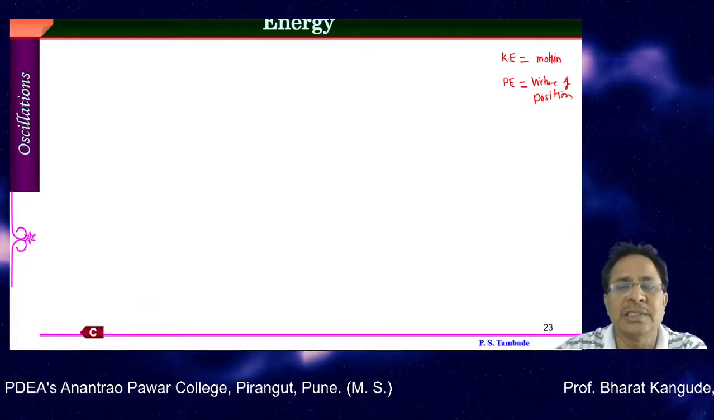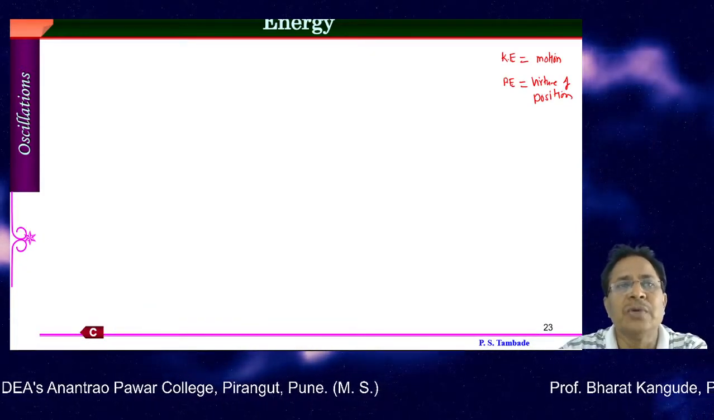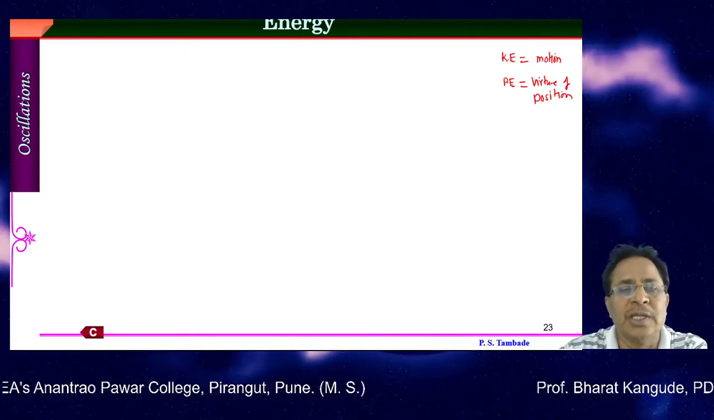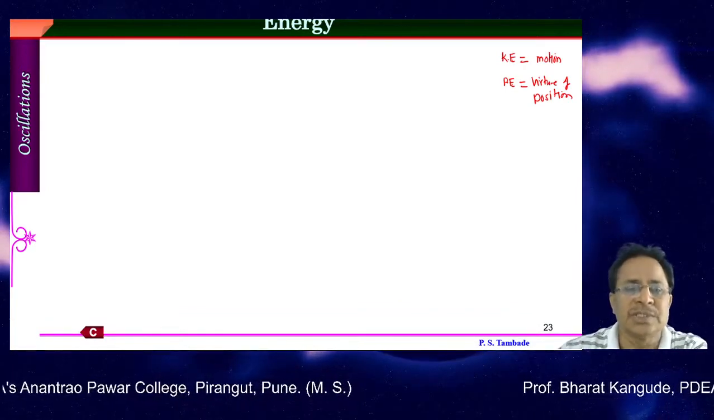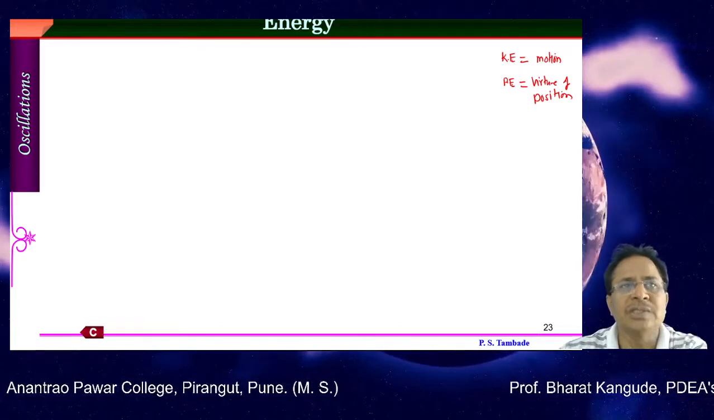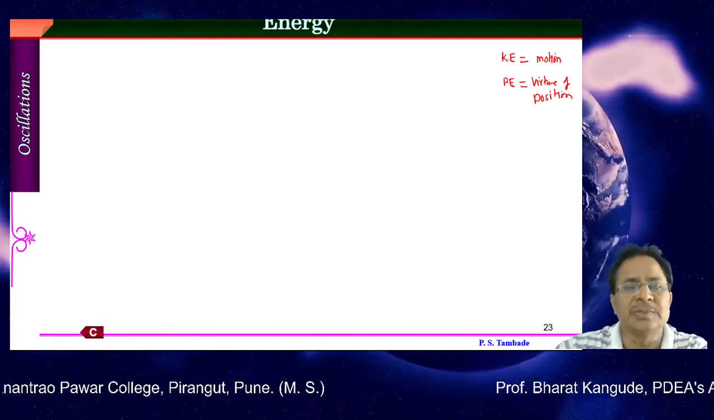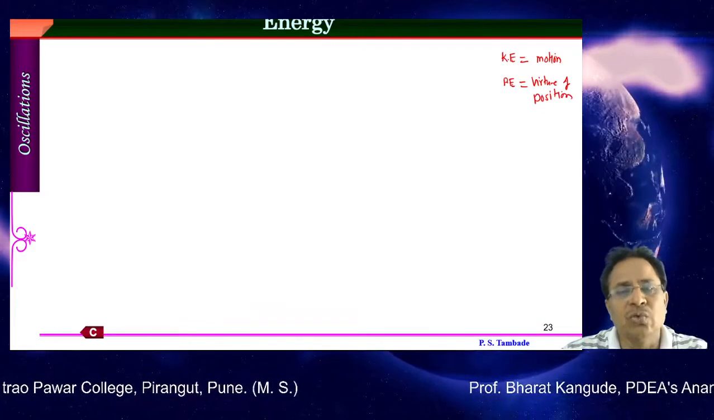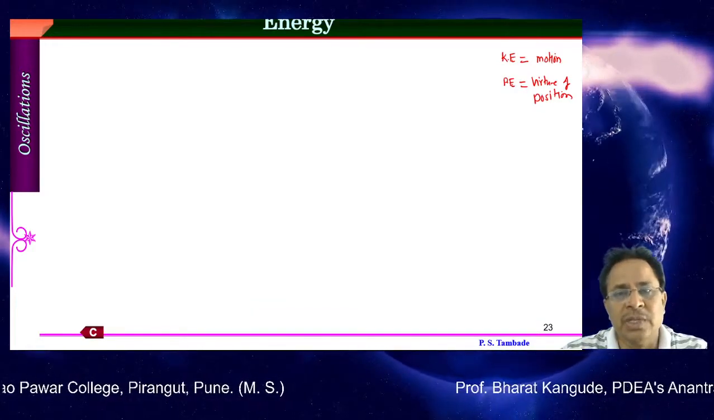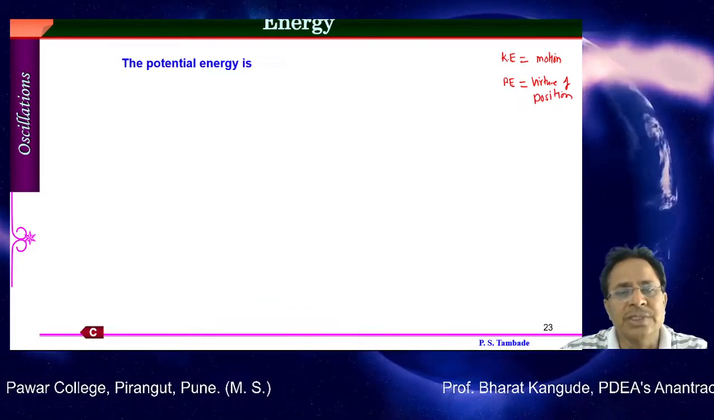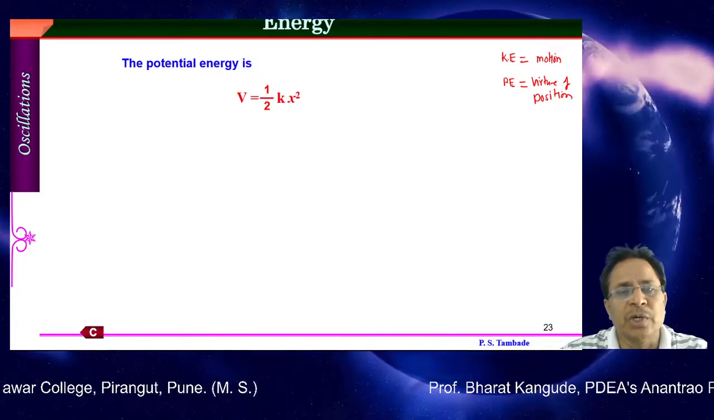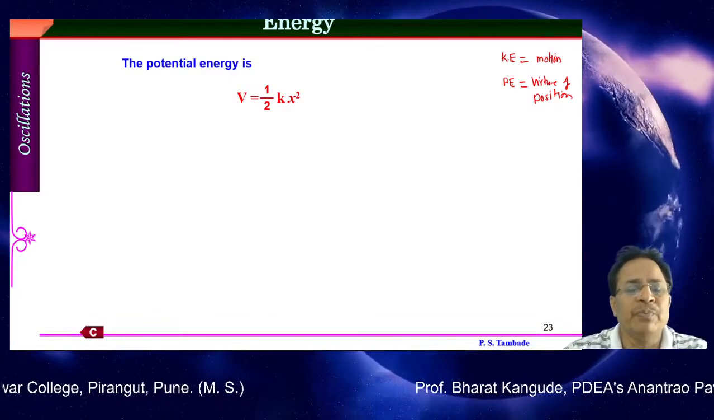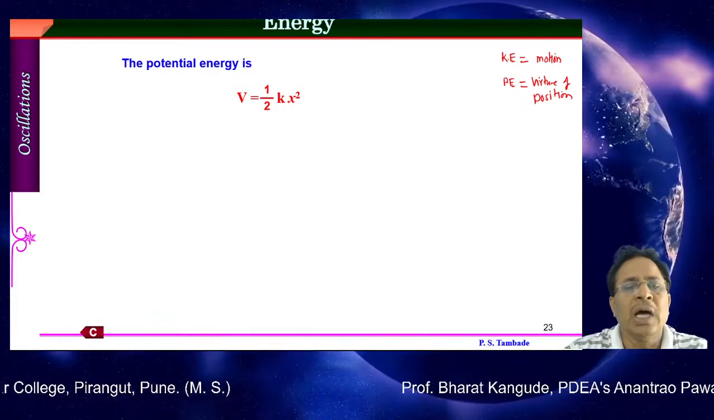Here in this case also, there are two different types of expressions for energy. Now let's check what these expressions are. We are not going to derive these expressions, we are directly writing them, as we know how to write the expression for kinetic energy and for potential energy. See, potential energy is given in this form, V is equal to 1/2 kx square.